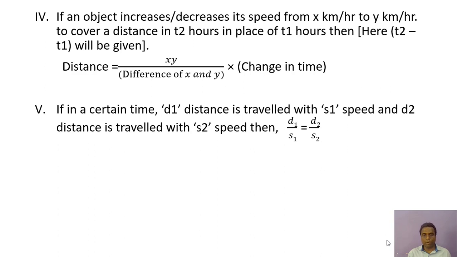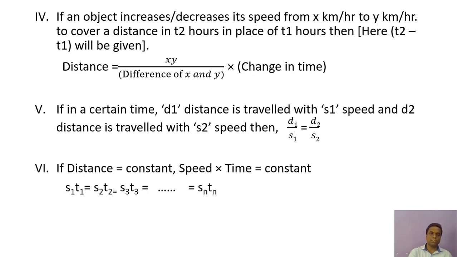Now you see the next type of problems. If in a certain time d1 distance is traveled with speed s1 and d2 distance is traveled with speed s2, then the ratio d1 by s1 is equal to d2 by s2. Here we use the relation of inverse proportionality. Speed is inversely proportional to time, but here time is constant, so the d upon s ratio is also constant. So d1 upon s1 is equal to d2 upon s2.